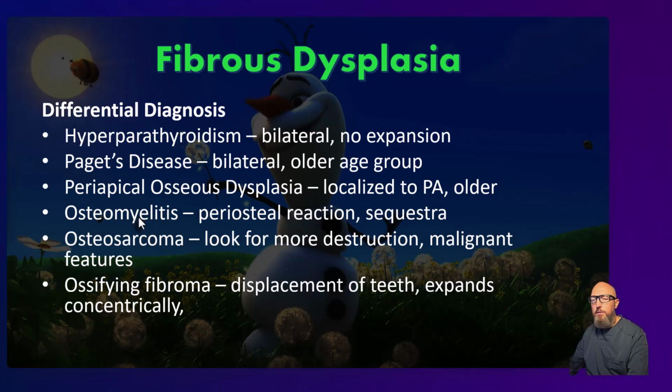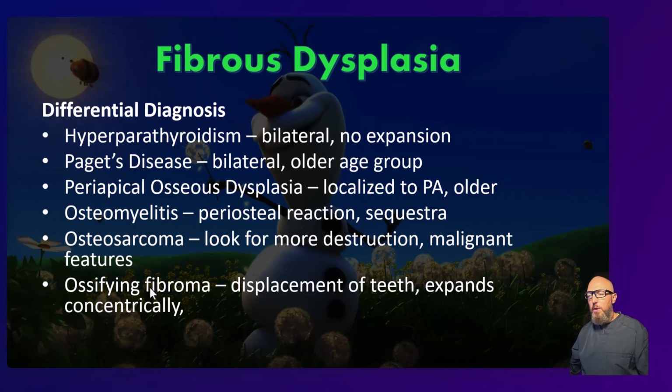Osteomyelitis, we'll cover more about that one, but look for periosteal reaction, sequestra. Those are the telltale signs of osteomyelitis. Osteosarcoma, think sunburst, sunray appearance. Also look for more destruction, malignant features. There was one that I said looked kind of like an osteosarcoma, but maybe it didn't have enough destruction to be a malignancy. Ossifying fibroma.